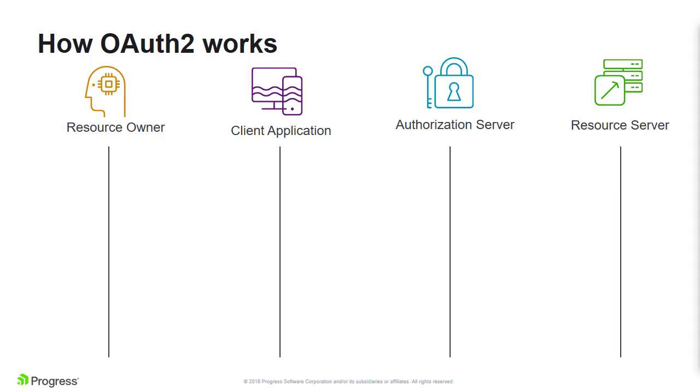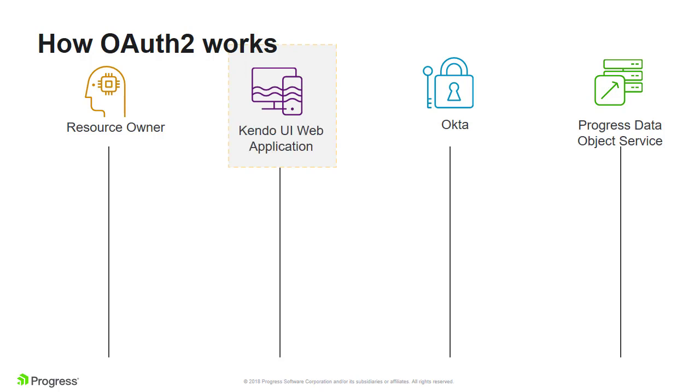In the context of OpenEdge, the resource server is a Progress Data Object Service, and the resource is an ABL resource like customer or order that is associated with the Progress Data Object Service. The authorization server can be any identity and access management system, like Okta. The resource owner is a user whose credentials are stored on the authorization server and who has access rights to the resource. The client application can be any third-party application that needs to access the data object service. In this video, we'll use a Kendo UI web application as the client.